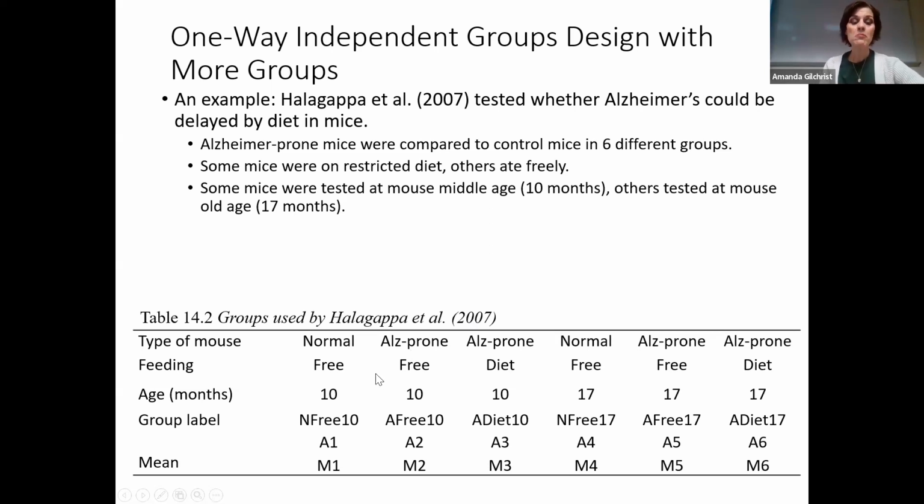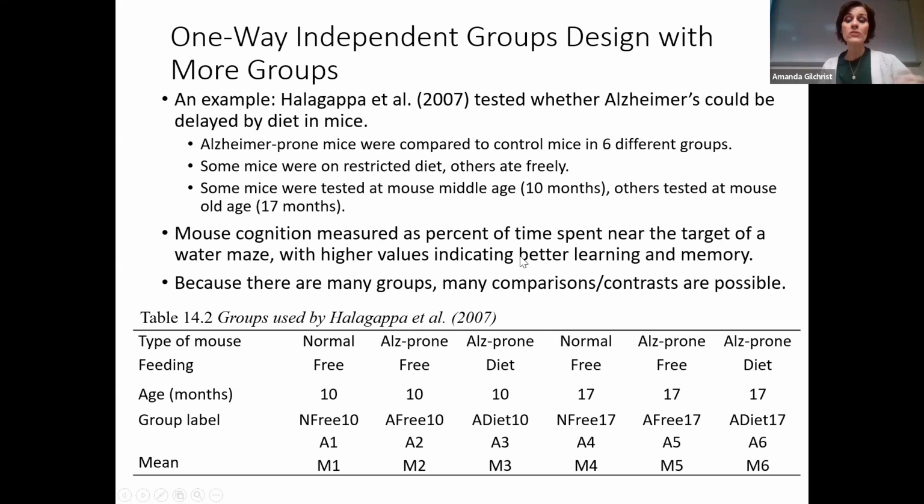And then some were put on a restricted diet, others ate freely. So we've got these 3 different factors that we're varying to create 6 different groups. So mouse cognition was ultimately measured as time spent near a target in the Morris Water Maze.